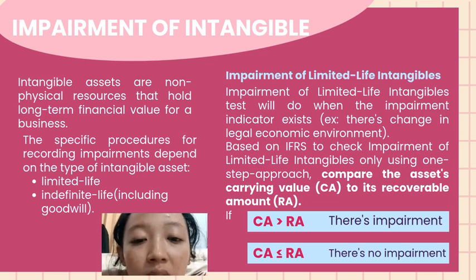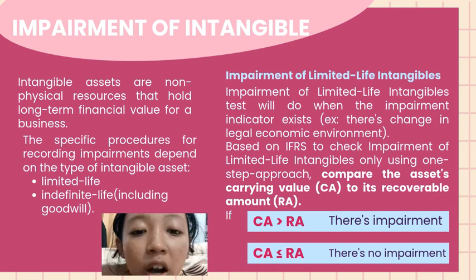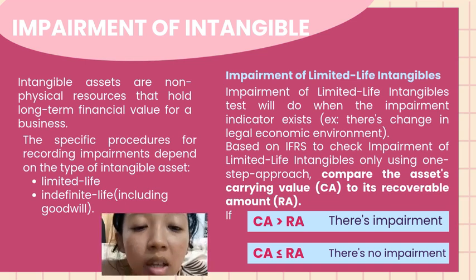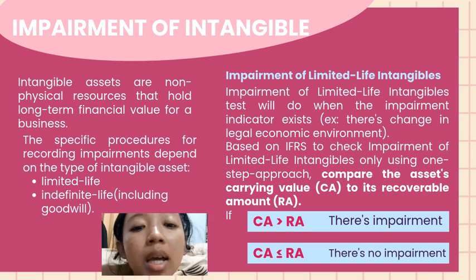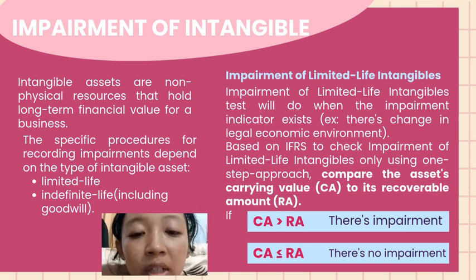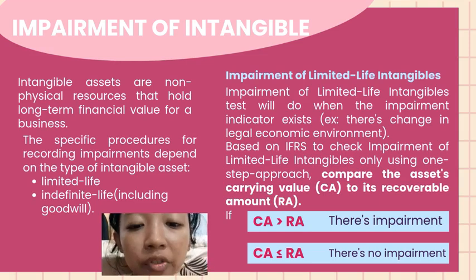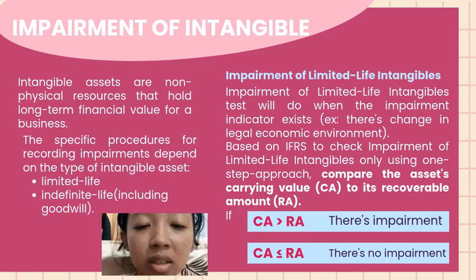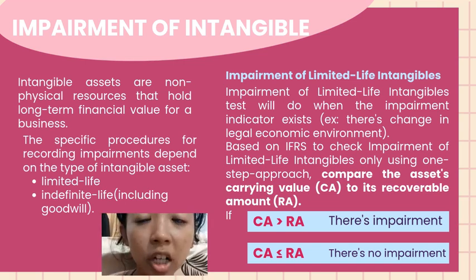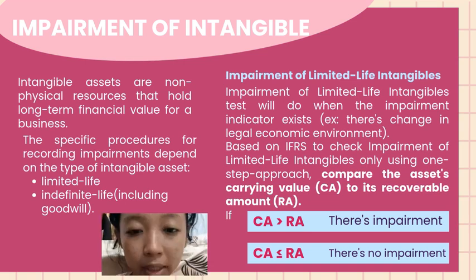Based on IFRS, to check impairment of a limited life intangible asset, we only use a one-step approach, which is we compare the asset's carrying amount to its recoverable amount. If the carrying amount is bigger than the recoverable amount, it indicates that the company has impairment. Meanwhile, if the carrying amount is smaller than the recoverable amount, it indicates that there's no impairment in the company.